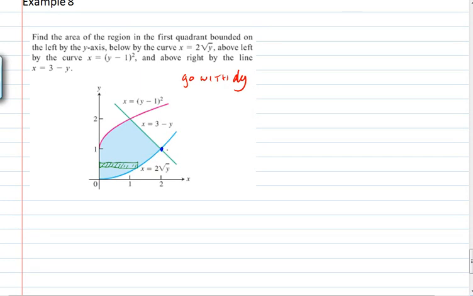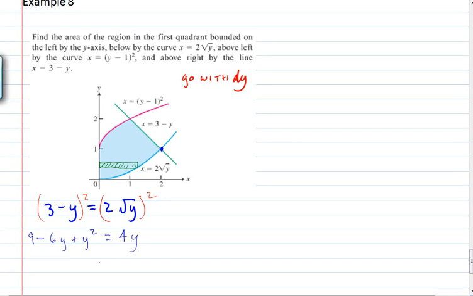Well, this point right here is where the graphs x equals 3 minus y and x equals 2 square roots of y intersect. So why don't we set 3 minus y equal to 2 square roots of y and see if we can solve this equation for y. And that'll give us a point of intersection. The first thing I might want to do is square both sides to get rid of the square root. So let's try that. That gives us 9 minus 6y plus y squared equals 4y.